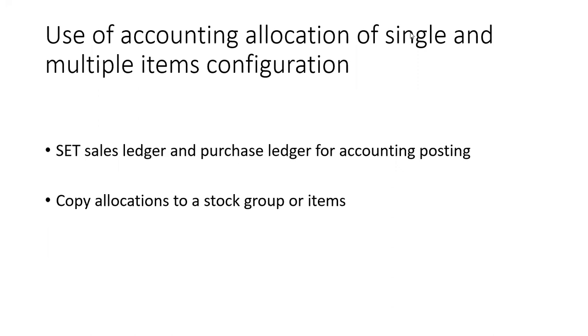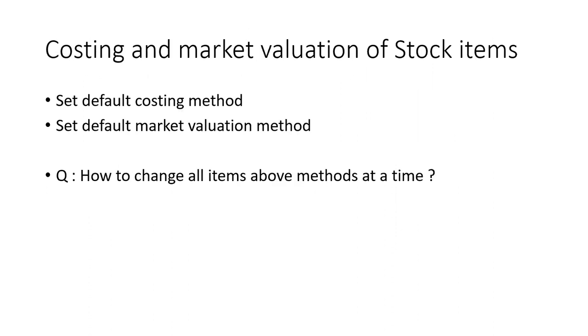Use of accounting allocations for single item or multiple items. So first configure a single item, then copy allocations to multiple items, that was covered. Then costing method: standard, average, LIFO and FIFO methods. You can change it at report level and also at item level.